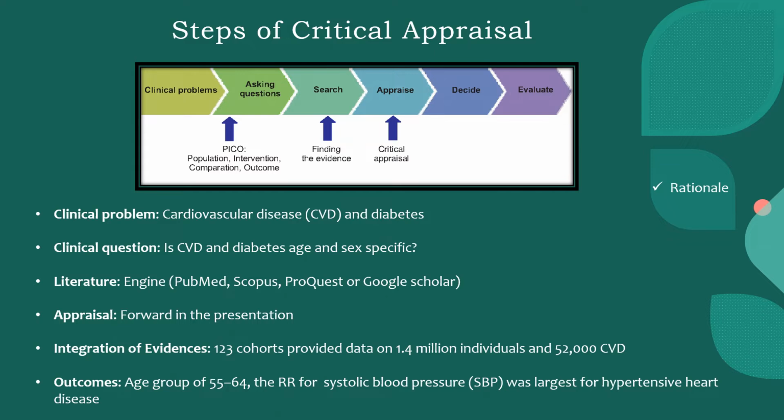In this case, 123 cohorts provided data on 1.4 million individuals, and the result was 52,000 cardiovascular disease patients. The outcome was the age group of 55 to 64. The relative risk for systolic blood pressure was largest for hypertensive heart disease.